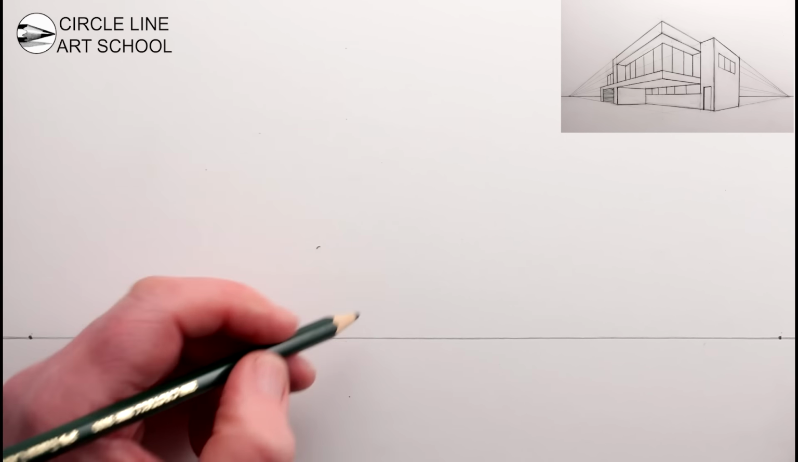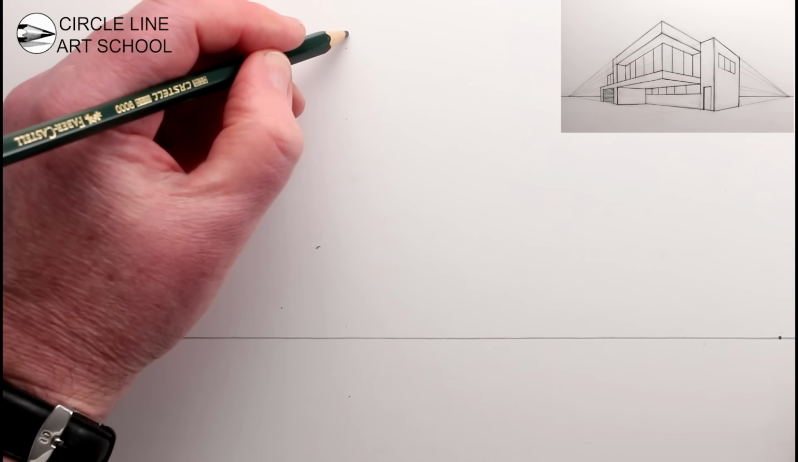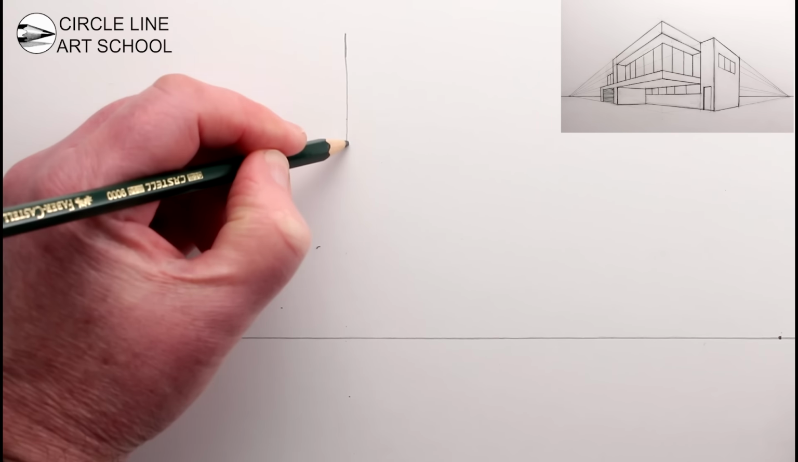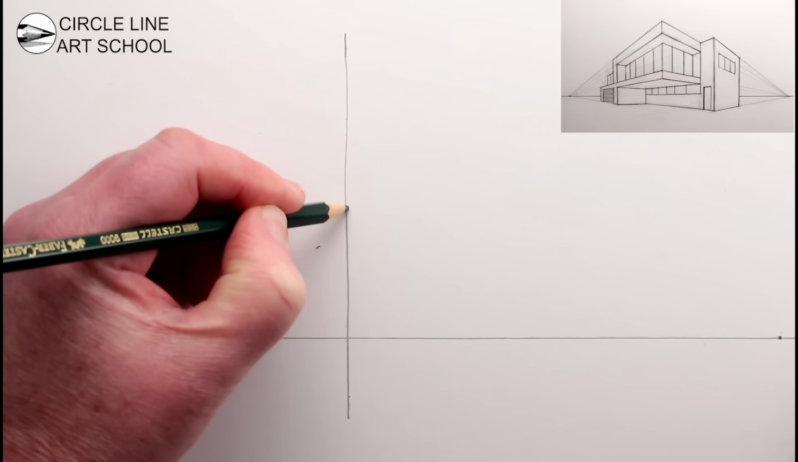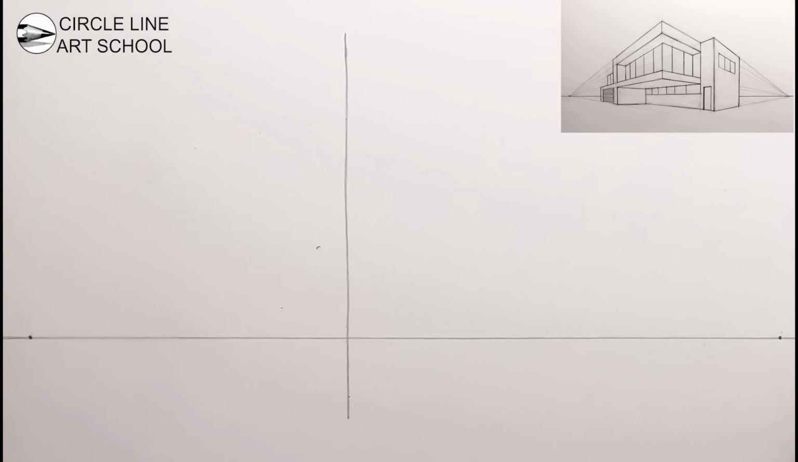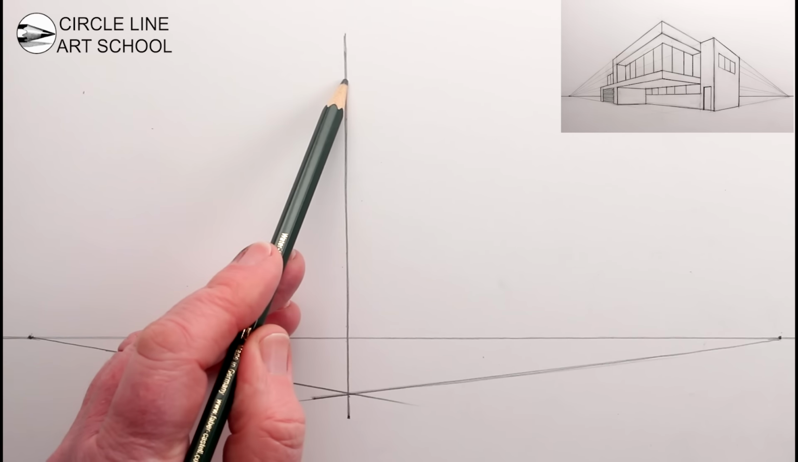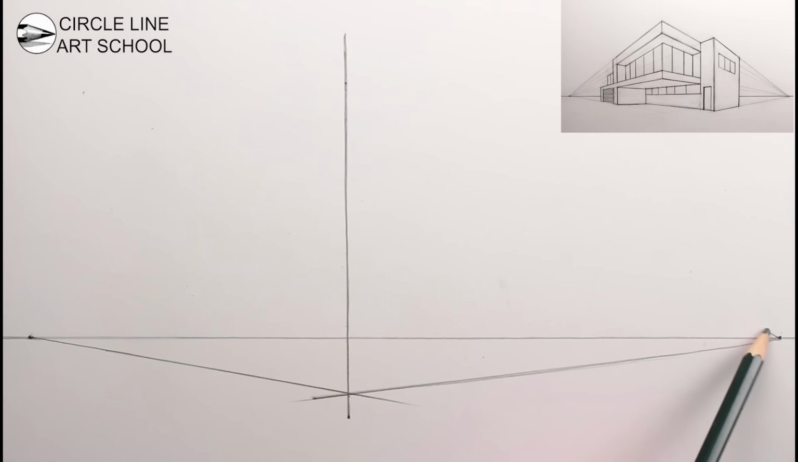Next, draw the nearest corner of the building as a vertical line towards the center of your drawing, and at right angles to the horizon line. From this line, draw two receding lines to the left vanishing point and two receding lines to the right vanishing point. And these four lines represent the receding sides of the modern house that we're drawing.